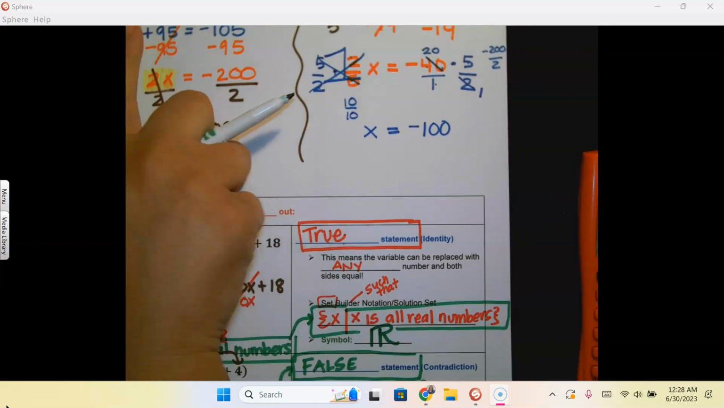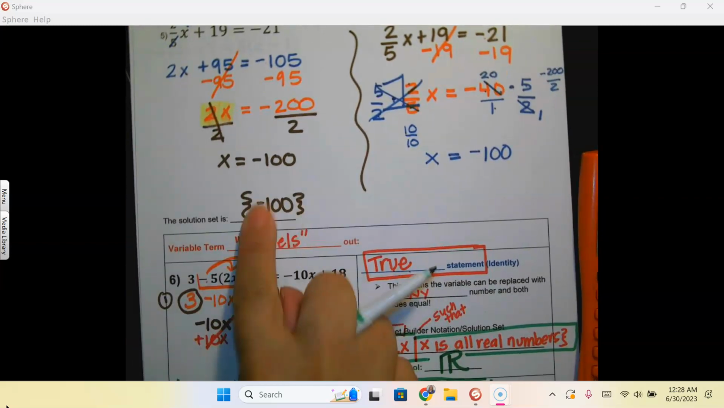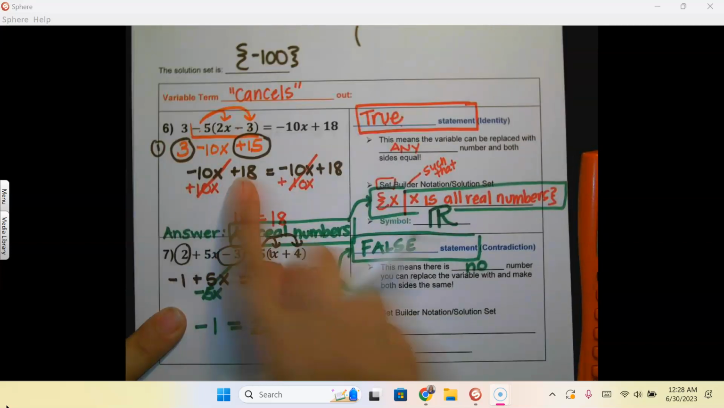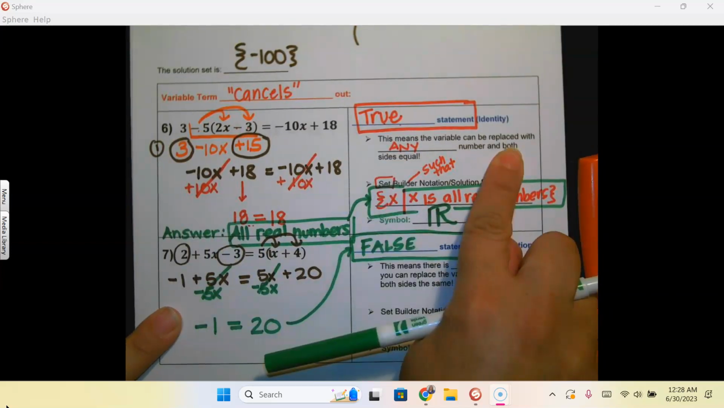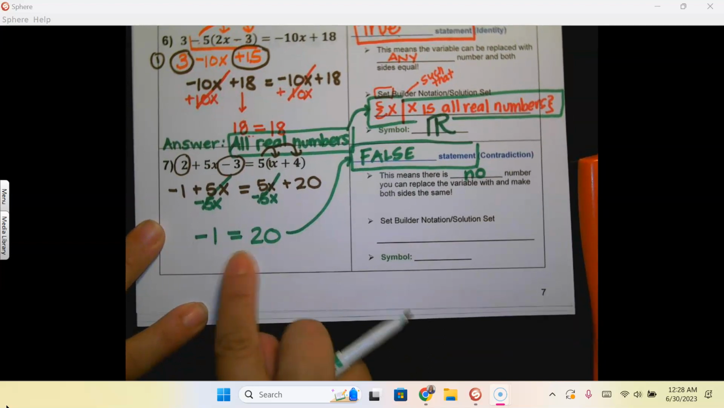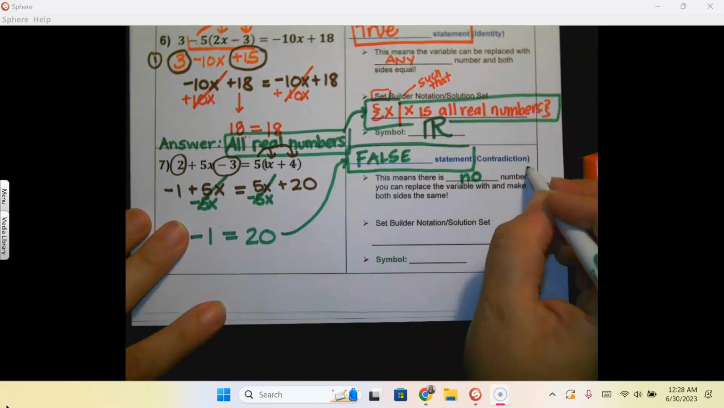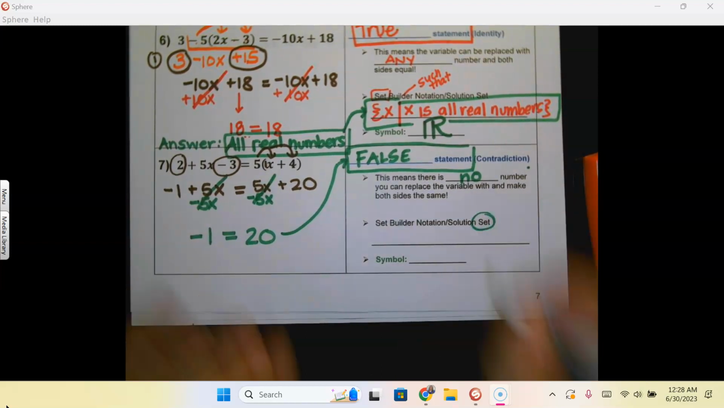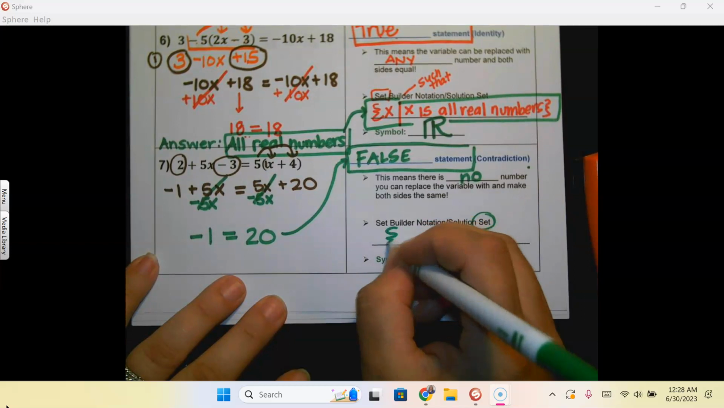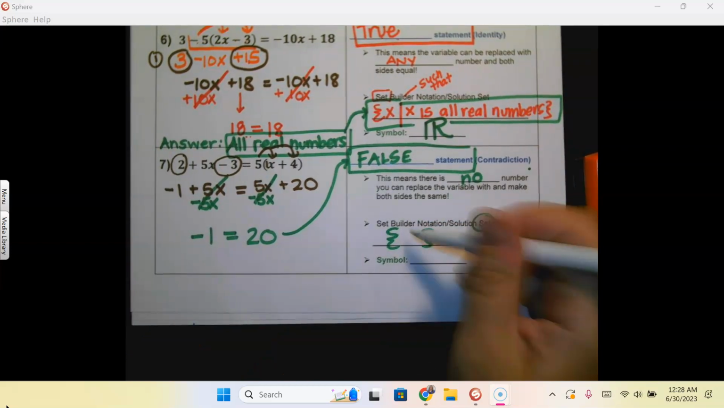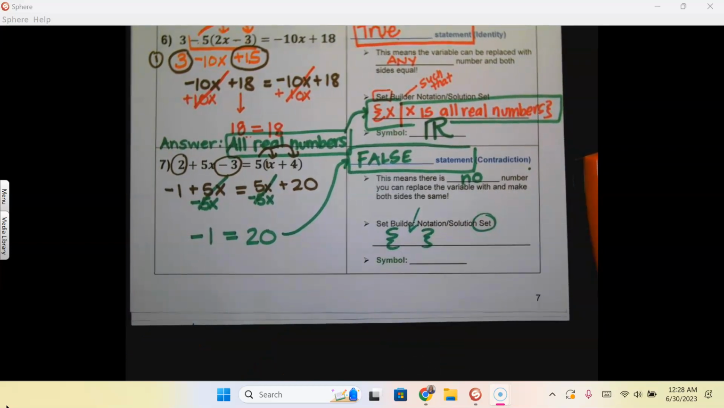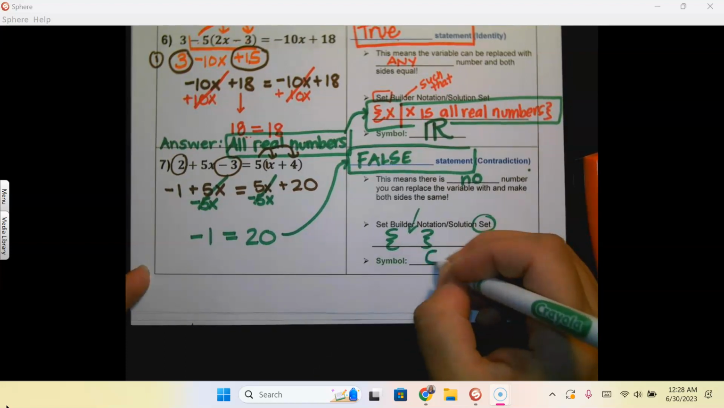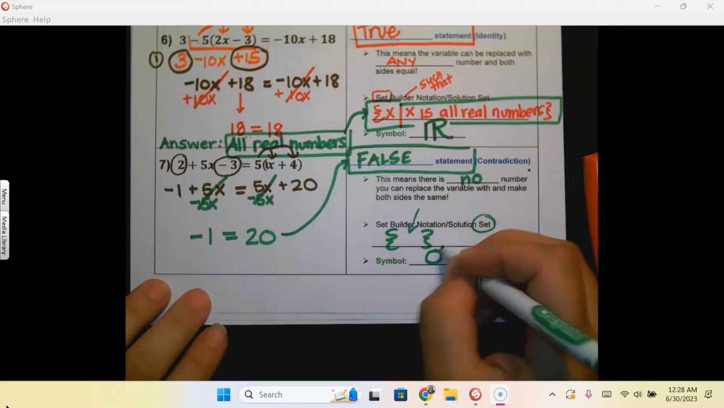So again, this problem up here had one answer. This problem here, any number can go in for the variable. Whereas this problem, when you get a false statement, means there is no answer, no solution. So if you're asked to write your answer as a set in Set Builder, it's going to be empty. You're not going to put anything inside there, just leave it blank. And the symbol for no solution is going to be a 0 with a slash through it.